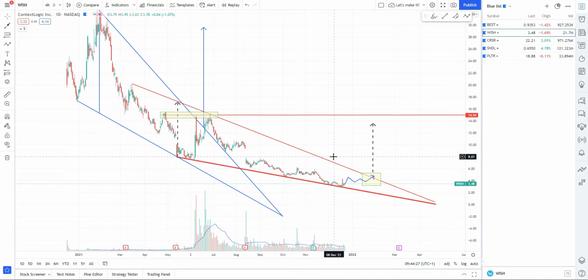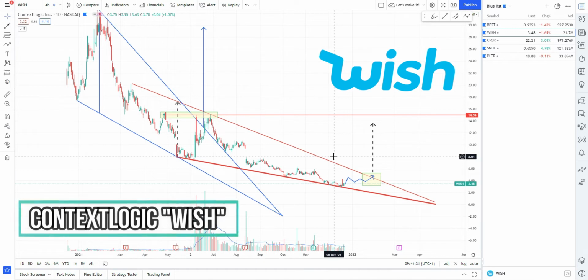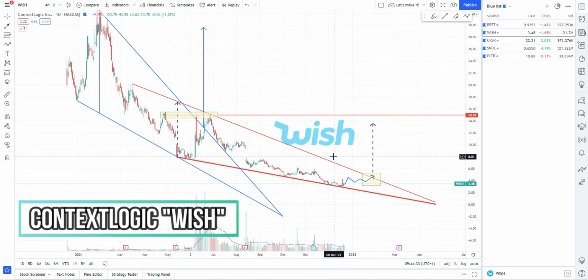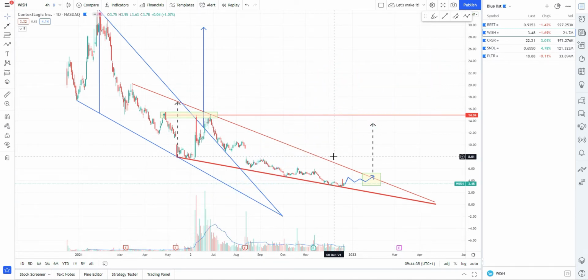Today I'm going to share my thoughts on Wish Contextlogic stock, ticker symbol Wish. As always, my analysis is based on price action and wants to be as objective as possible. So I'm using candlesticks, volumes, levels of support and resistance, and also an understanding of market psychology in order to understand where the stock is headed in both the short and medium term.